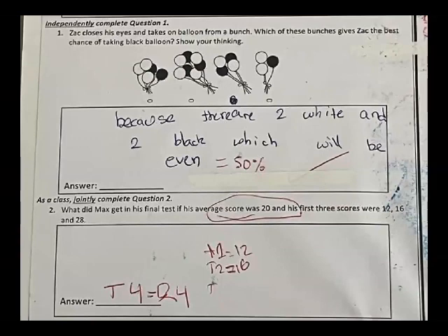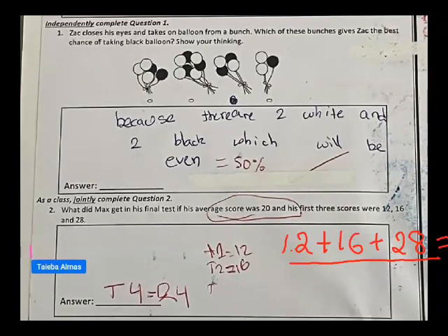Okay, the question they have told you is, Max scored 12 in the first test, 16 in the second test, and 28 in the third test. Okay, Abdurrahman? Yes. So first we'll calculate the total of all of these three tests. What is the total of all of these three tests? Can you calculate 12 plus 16 plus 28? It is 56.